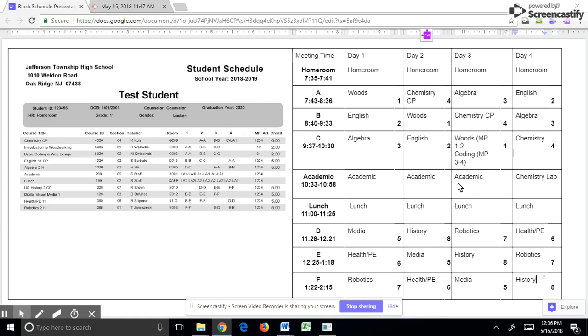That is your 4-day rotating drop block schedule. If you have any questions, please ask your teachers for assistance. At this time, I would like you to take your student schedule and input it into the sample schedule that we have provided. Again, if you have any questions, see your teacher or see me.